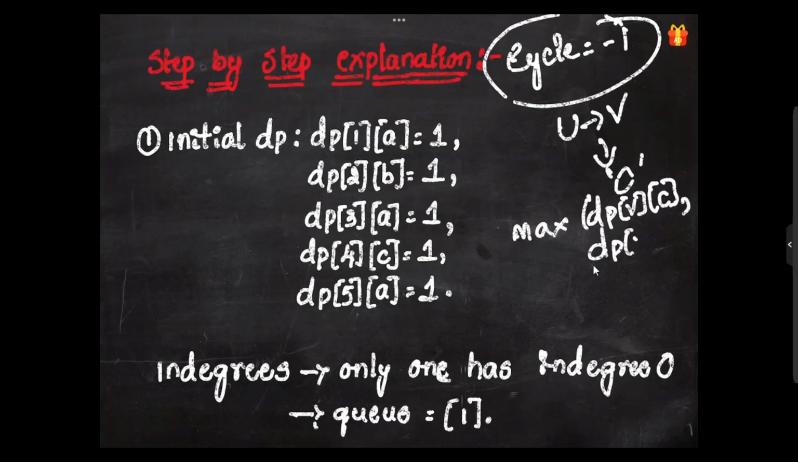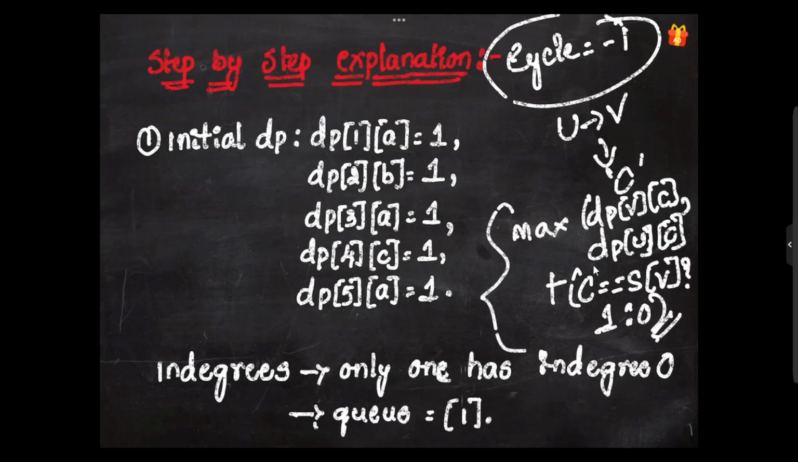dp of u, c, because we are processing the nodes in topological order for each edge u to v, and for every character c. This is the important point here. So this is fine. Plus c equals s of v, let me go with the ternary operator. If it is true, then we will return 1, else we will return 0. So this is the kind of formula we'll be going with. Just remember this one. We'll be going with the same formula.